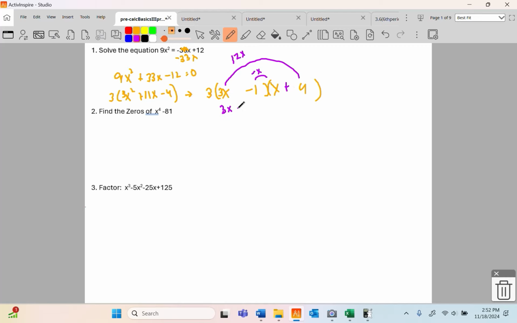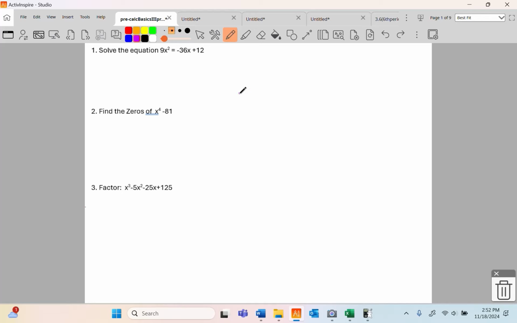Using that ZPP, 3x minus 1 is 0. Add 1 to both sides. Divide by 3, x is a third, or x is negative 4. So either way it works. Number 2 is a factoring example by and large.